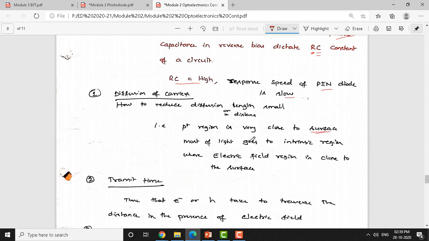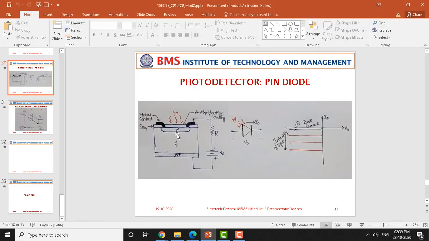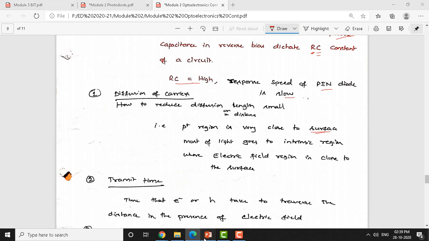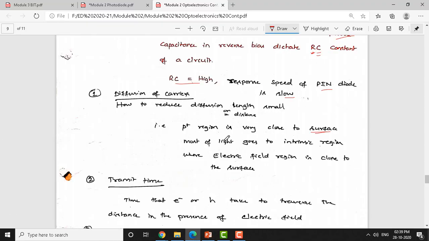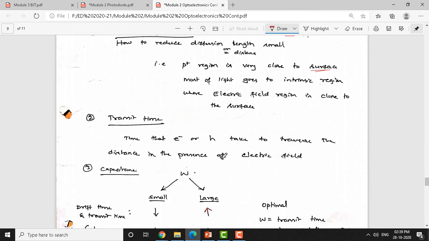Most of the light goes to the intrinsic region, because the p plus region you are seeing here is very thin compared to the depletion region. So most of the incoming photon light goes straight into the intrinsic region, where the electric field region is close to the surface, and since within the electric field there is a drift process, it can speed up the charge carrier movement here. Next is the transit time.